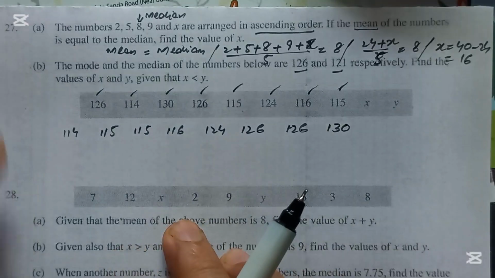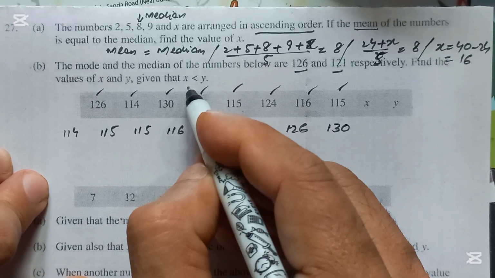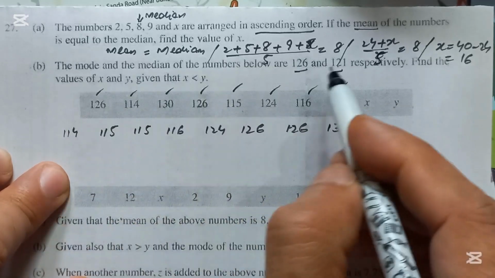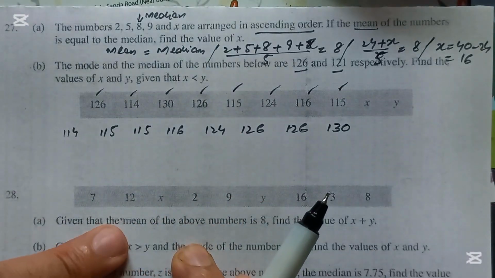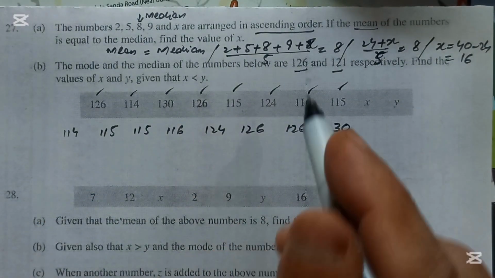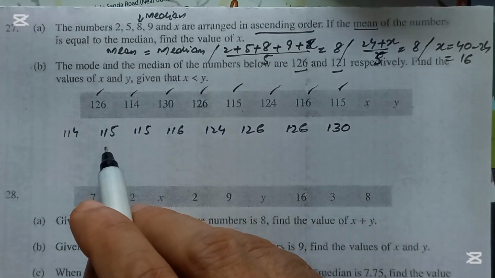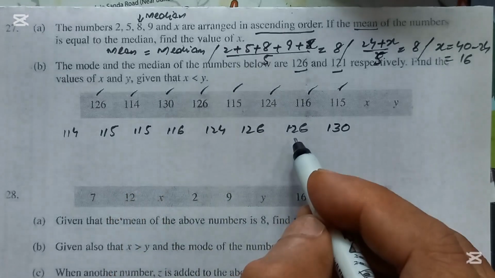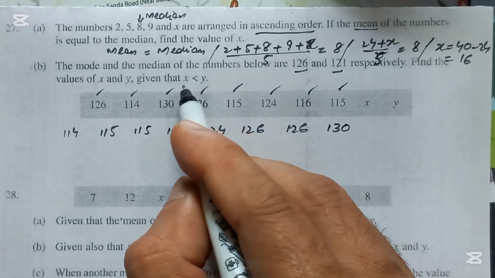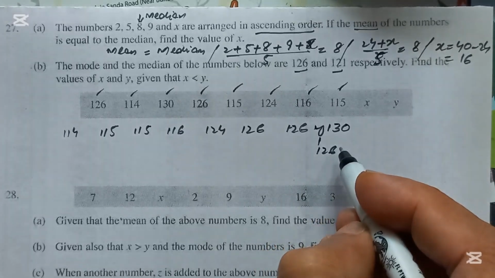And these values, we have to think about where they will lie, and the requirement is x is lesser than y. We are given that the mod and the median are 126 and 121, so mod is 126. Now look at the data. 115 and 126 are coming two times each, so if 126 is the mod, it should be greater than 115. So here should be y, because y is greater than x, and y should be 126.